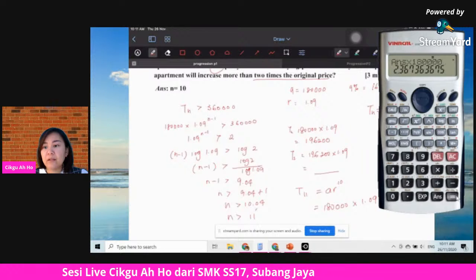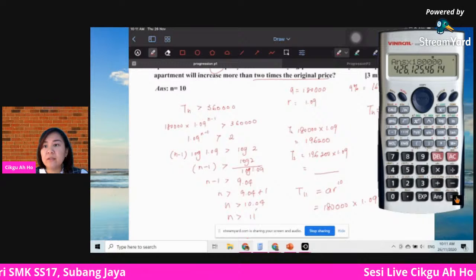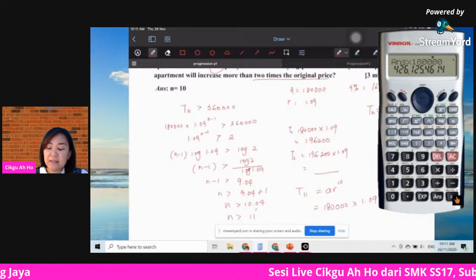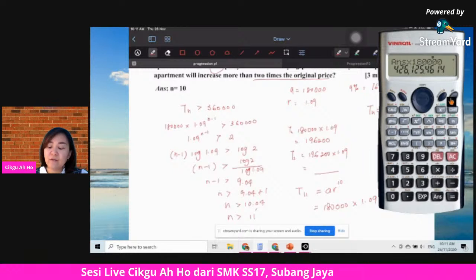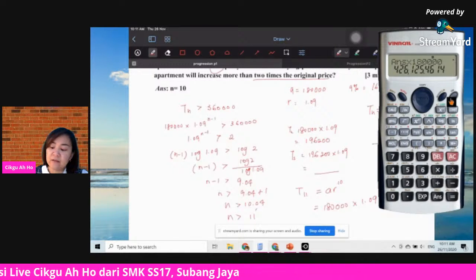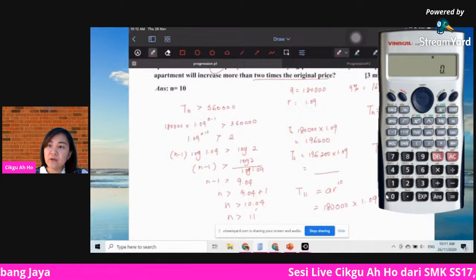Hard to press online, this one. Okay, so you can see the price already, 426,000. Let's say you want to find T10. If you want to check, find T10: AR to the power of 9. So your R is 1.09.